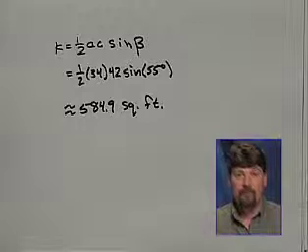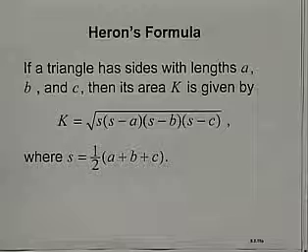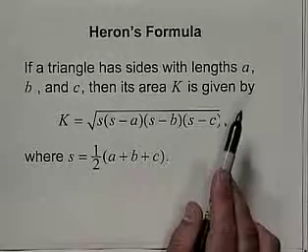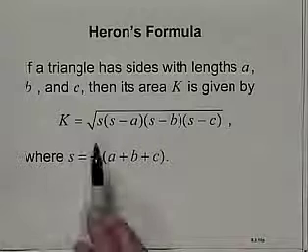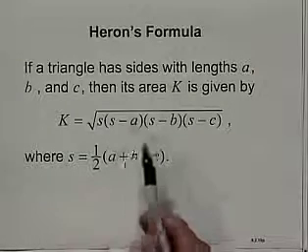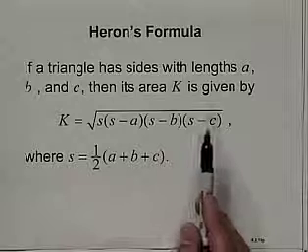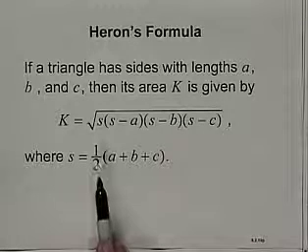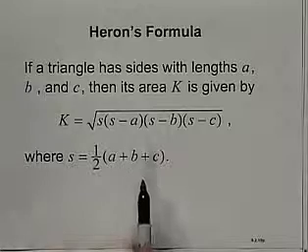Okay, now, there's another formula called Heron's formula that allows us to find the area of a triangle when we're given all three sides of the triangle. If a triangle has sides with lengths A, B, and C, then its area K is given by K equals the square root of S times the quantity S minus A times the quantity S minus B times the quantity S minus C, where S is equal to 1/2 the quantity A plus B plus C. Now, Heron's formula is very useful in surveying applications when we're trying to find the areas of plots of land that have irregular shapes. And here's an example.